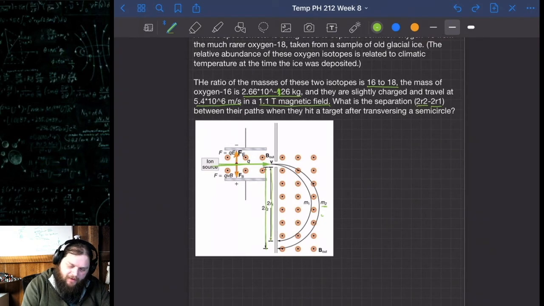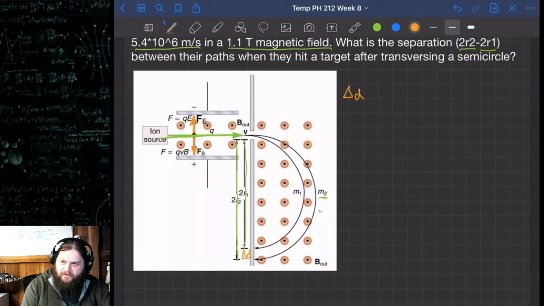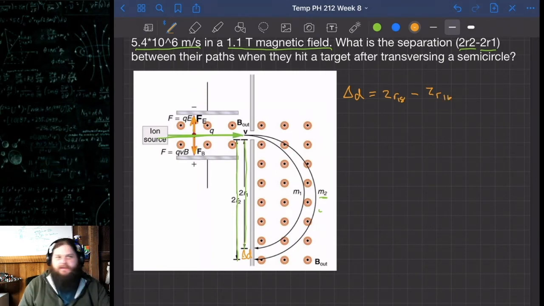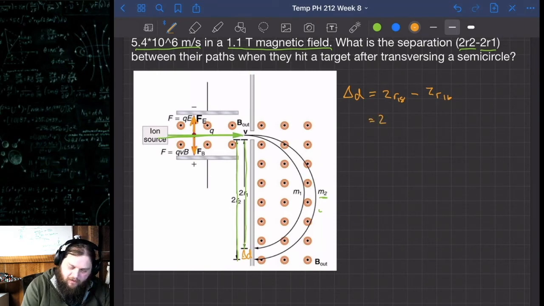So I'm going to write here that the change in distance D, which is here, this is our delta D, that little distance at the bottom, is equal to 2 times the radius of 18 minus 2 times the radius of 16. And that's going to be oxygen 18 minus oxygen 16. And we can factor out that 2 for simplicity's sake, R18 minus R16.